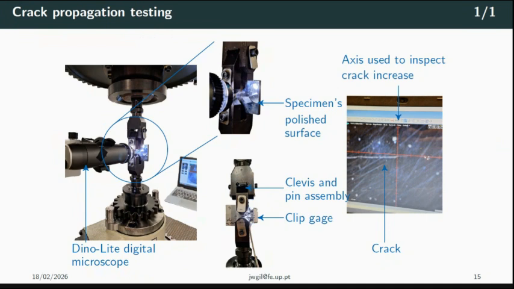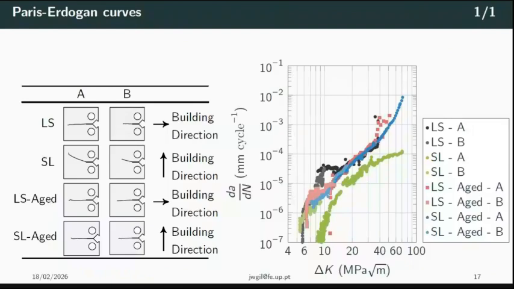This was the CT testing setup, a fairly linear Hummel machine. Tests were run at approximately 70 hertz. We had a clip gauge to measure the crack length via the compliance method, but we also checked the results with optical measurements.